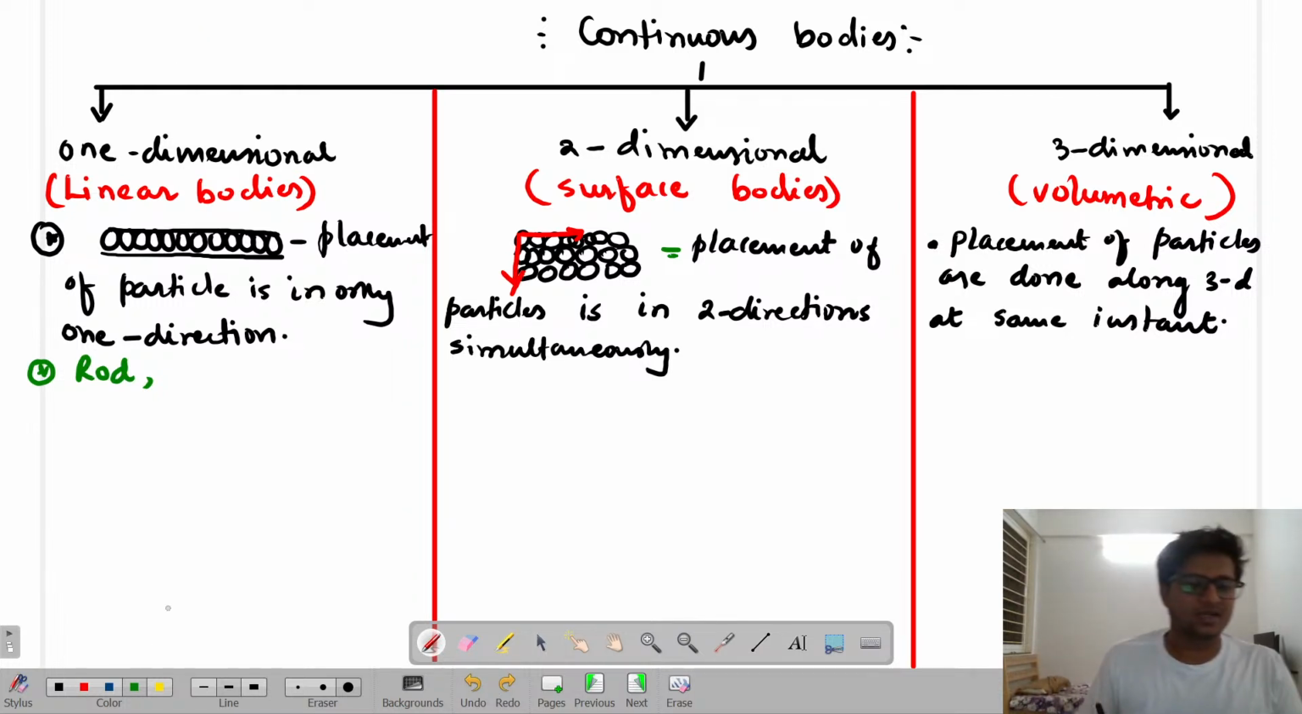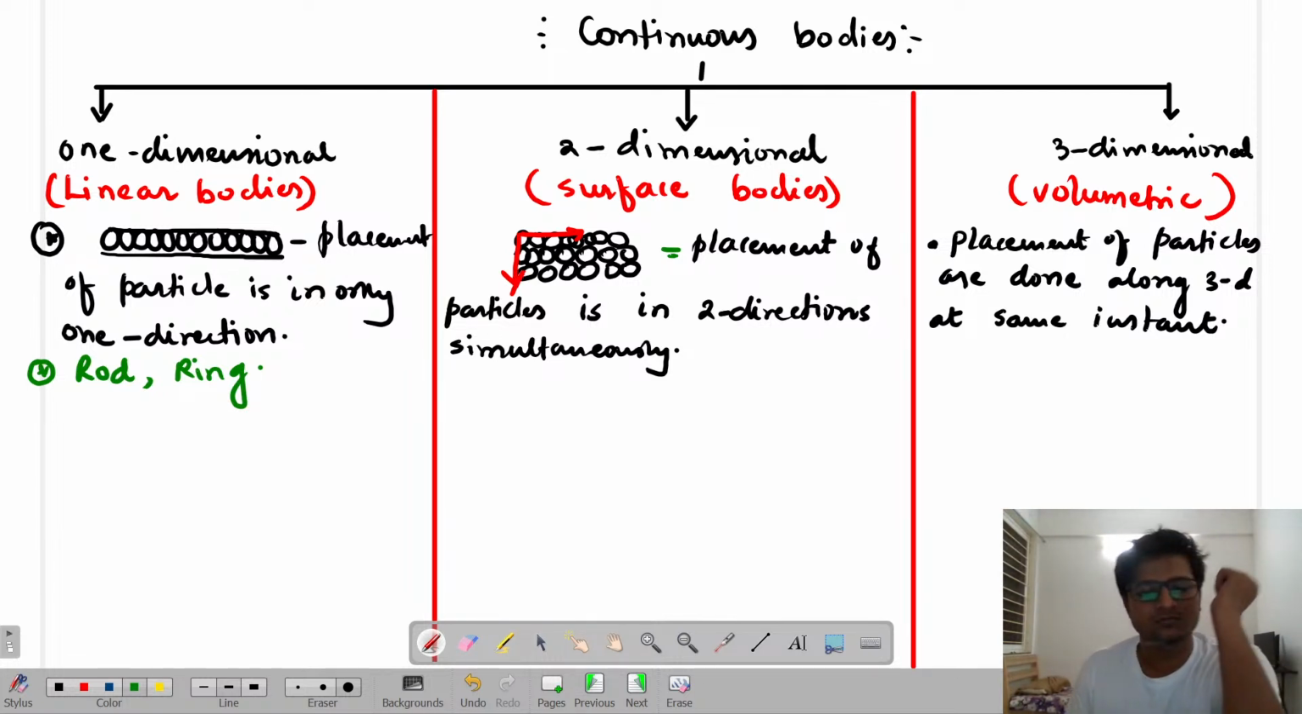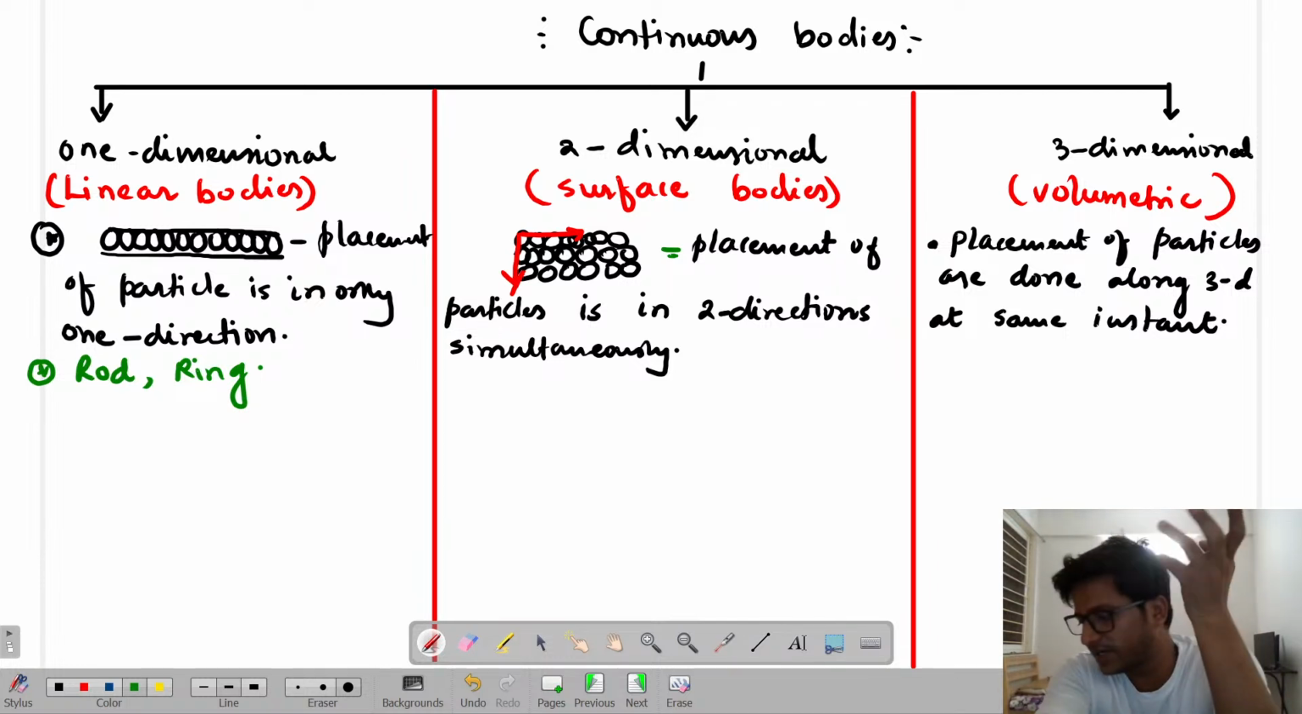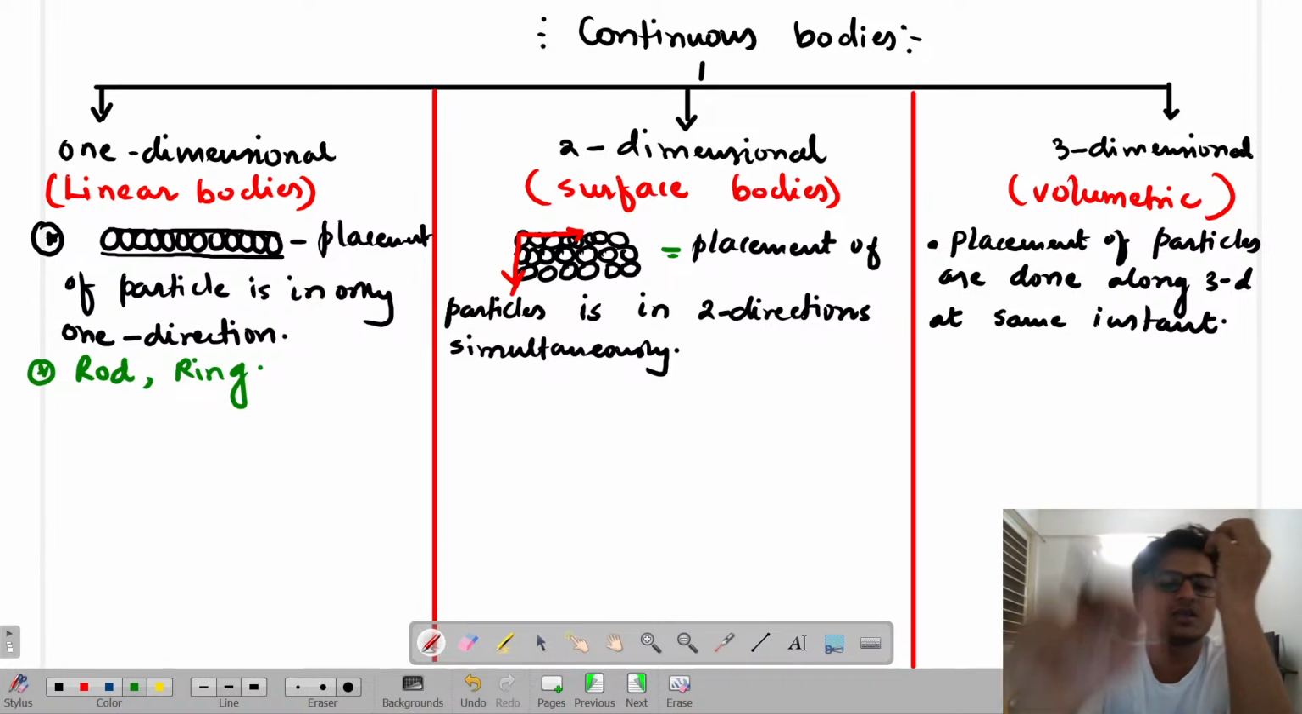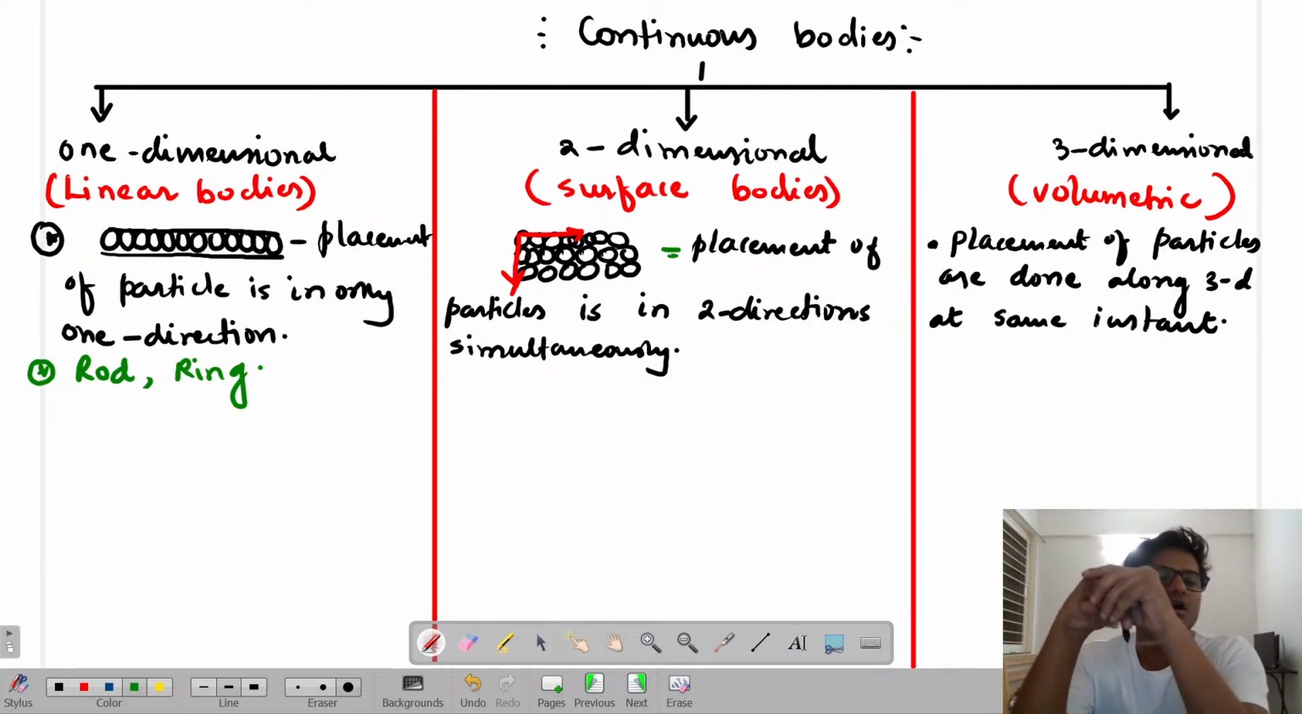Definitely a ring is not a surface kind of body because the arrangement of particles is in one dimension. That is why a ring is also considered to be a one dimensional body. Are you able to get me or not? Geometrically, it is a bent rod. So that is why we call it one dimensional.